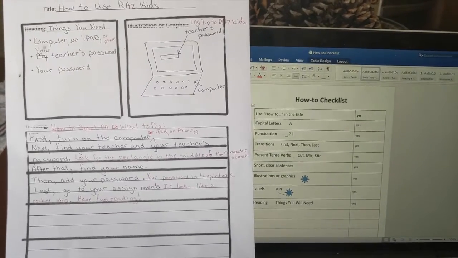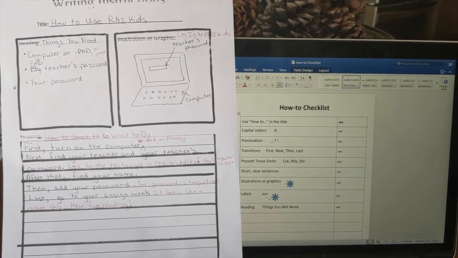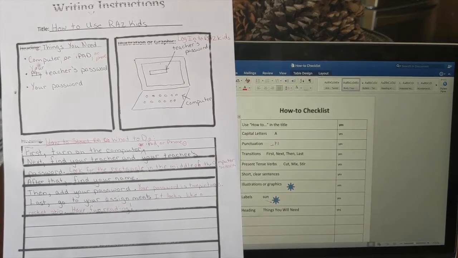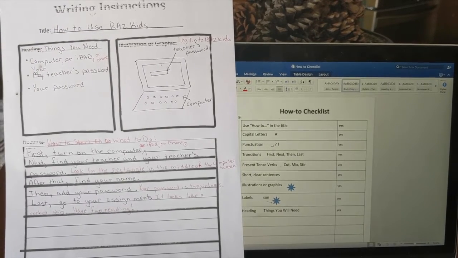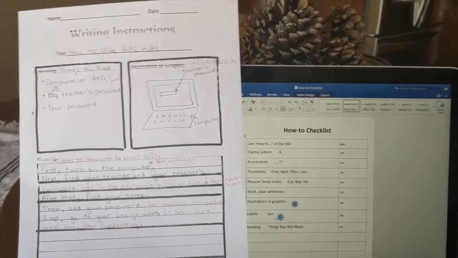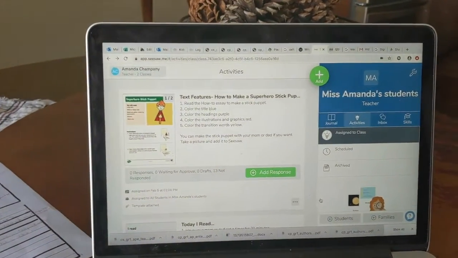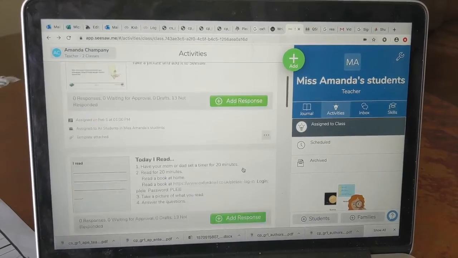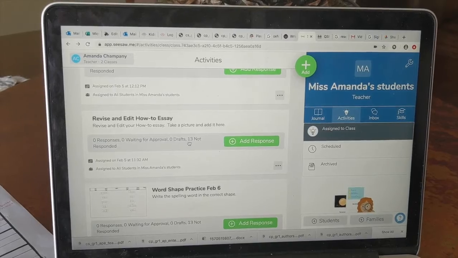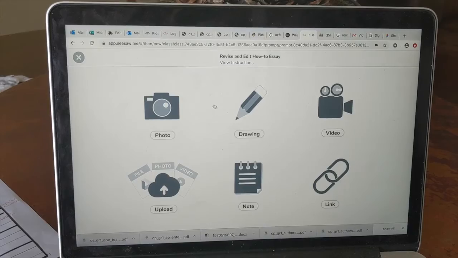Okay. So when you edit and revise your rough draft, you'll do it on paper, on the paper that you wrote your first draft. And you'll use a colored pencil or colored pen to make your changes. Then take a picture and put it in Seesaw. So the assignment for Seesaw looks like this. So you'll go to Revise and Edit How To Essay. Add response. Find your name.